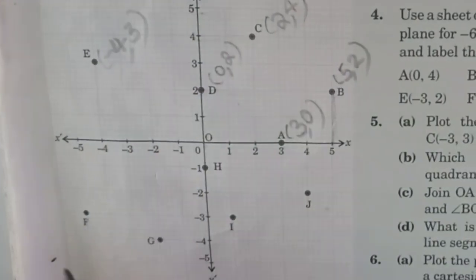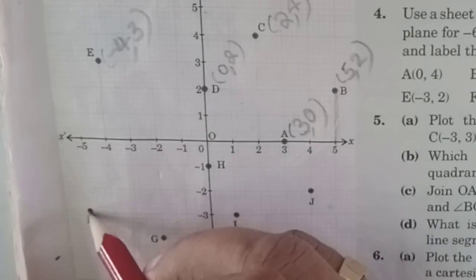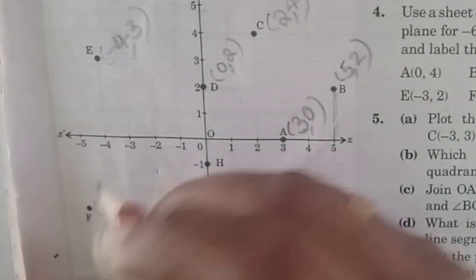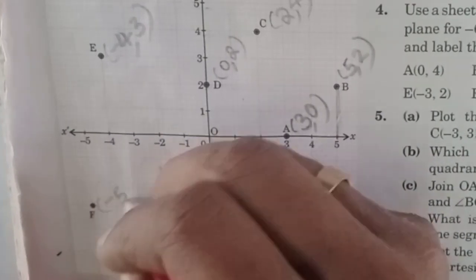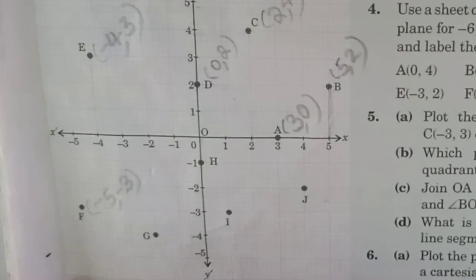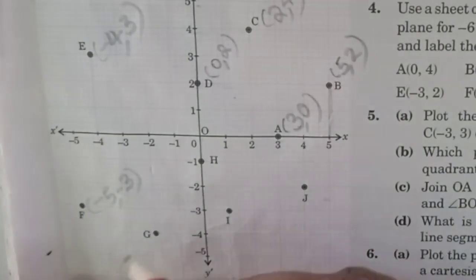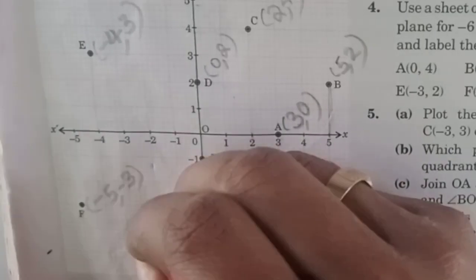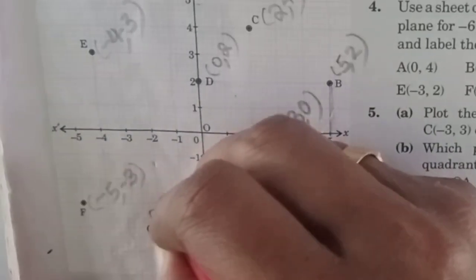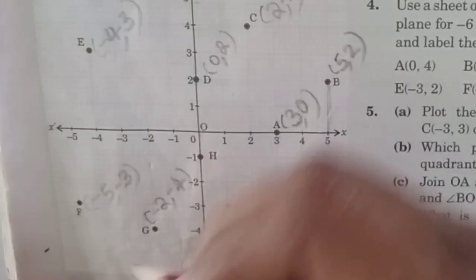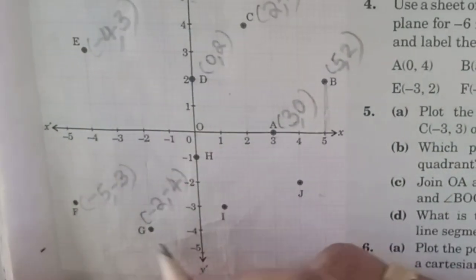Then F. The x coordinate is minus 5 and the y coordinate value is minus 3. So minus 5 comma minus 3. Then G. The x coordinate value is minus 2 and the y coordinate value is minus 4. So minus 2 comma minus 4.